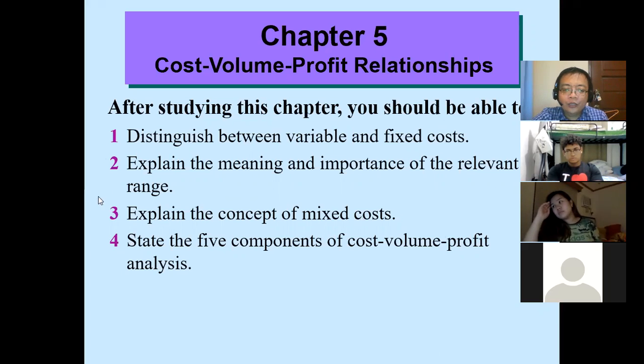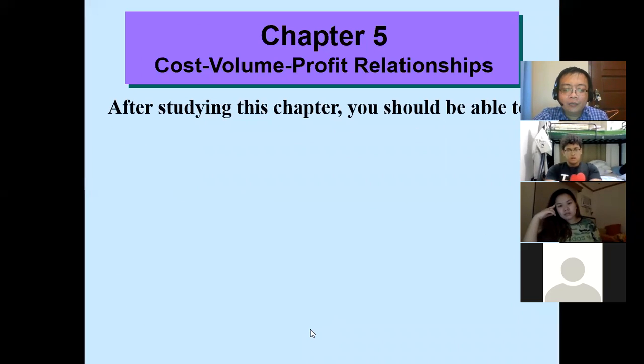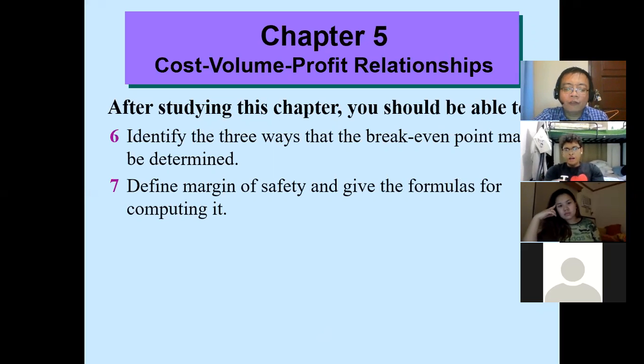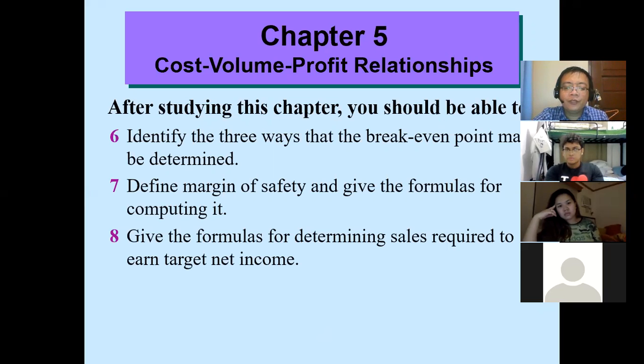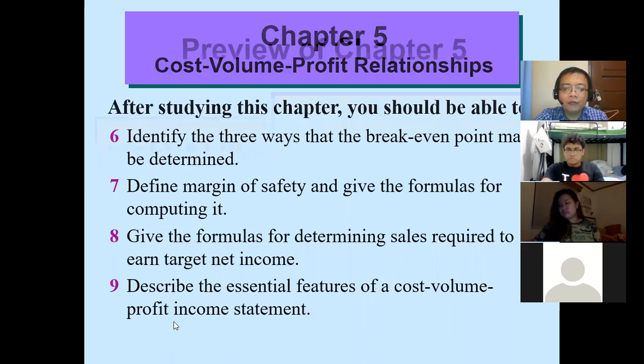So, 1, 2, 3 is basically the variable and fixed cost. Number 4 is your CVP analysis and indicate the meaning of the contribution margin. And because of the CM, you have your break-even point. You have margin of safety. You have the target sales, or sorry, target net income in computing for your sales. And also, we will discuss later about the operating leverage. All right. And the features of cost volume profit analysis.